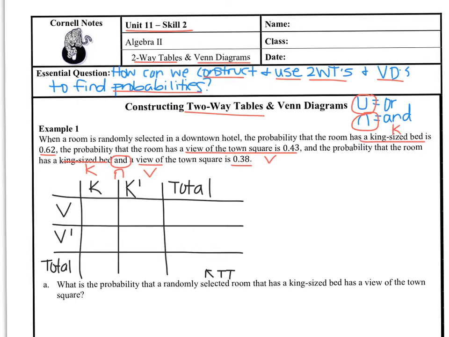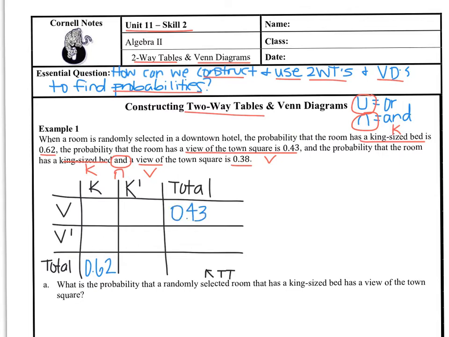So we know that the probability of all the rooms that have a king-size bed is 0.62. So I'm going to fill in for all the king-size probability right here at the bottom. The total is 0.62. And now we know that the view rooms have a probability of 0.43. So the probability of a room having a view is 0.43, going across from it here.